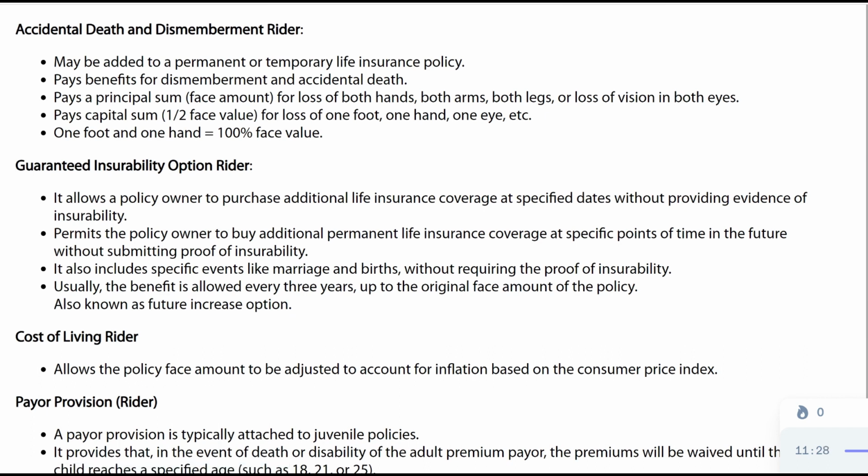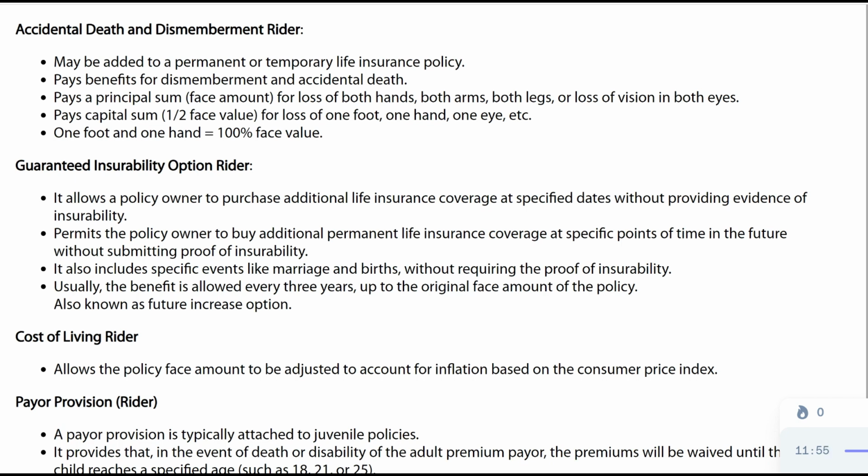Guaranteed insurability option rider. It allows a policy owner to purchase additional life insurance coverage at specified dates without providing evidence of insurability. Permits the policy owner to buy additional permanent life insurance coverage at specific points of time in the future without submitting proof of insurability. It also includes specific events like marriage and births, without requiring the proof of insurability. Usually, the benefit is allowed every 3 years, up to the original face amount of the policy.